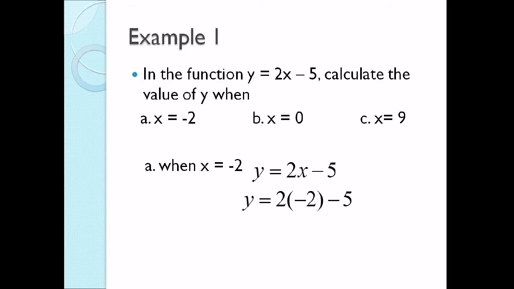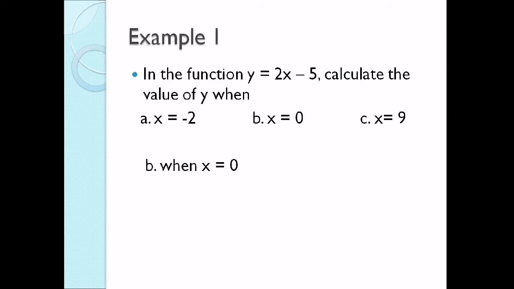We just substitute x as negative 2, then multiply. y equals 2 times negative 2 is negative 4, minus 5. Unlike signs, add, then copy the sign. So negative 4 minus 5 is negative 9. Therefore, when x is negative 2, your y is negative 9. So the ordered pair is negative 2, negative 9.